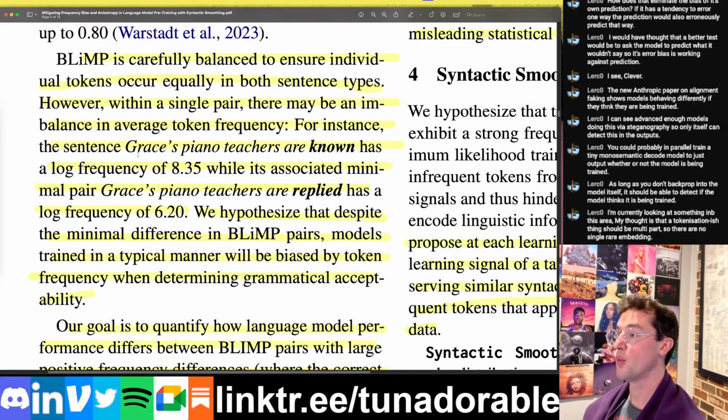Meaning, the model, when choosing whether sentence 1 with known or sentence 2 with replied is the correct one, might not actually be using its understanding of the grammar, of the syntactic knowledge of the word known. It might instead be using just the fact that known is more frequent in the data sets than the word replied is, right? In which case, we often hear the critique that these models are stochastic parrots. That would be an example of stochastic parrot right there. It is just using statistical heuristics, aka just the frequency of the word in total, as opposed to any actual internal representation of the structure of language, right?